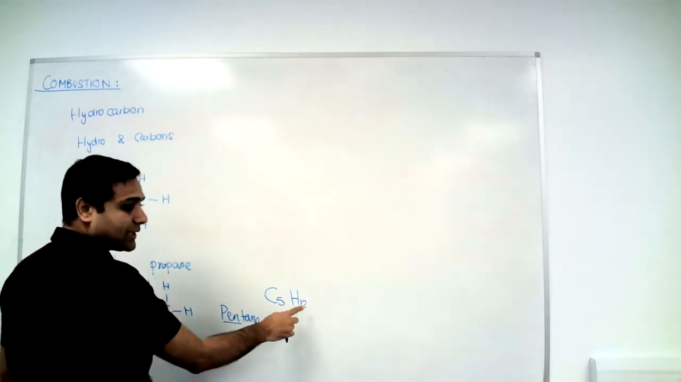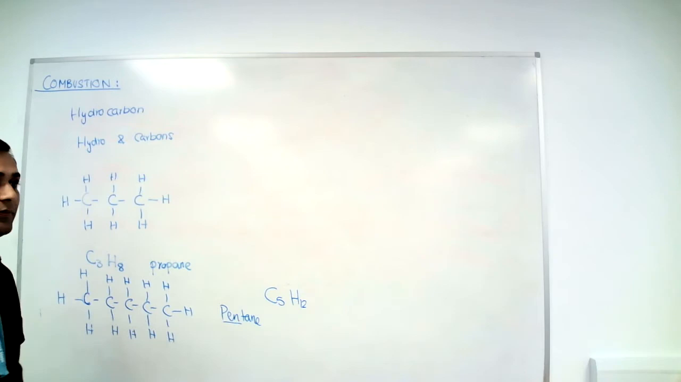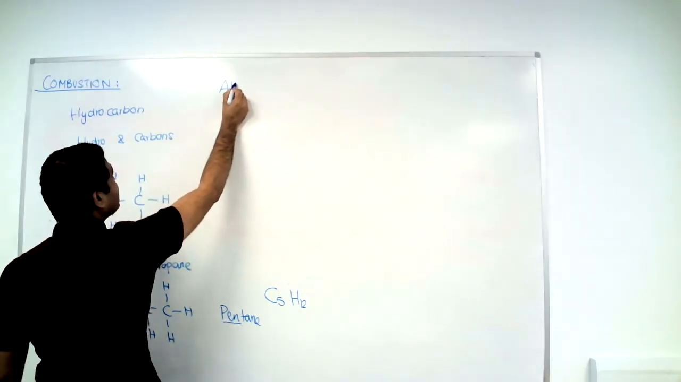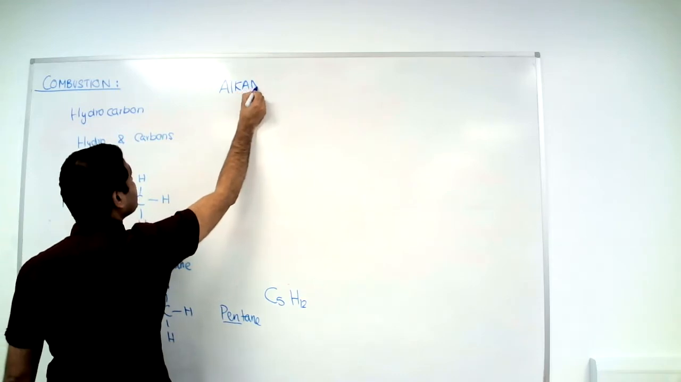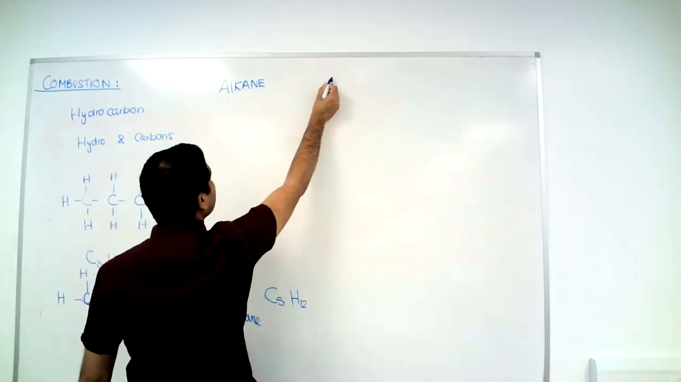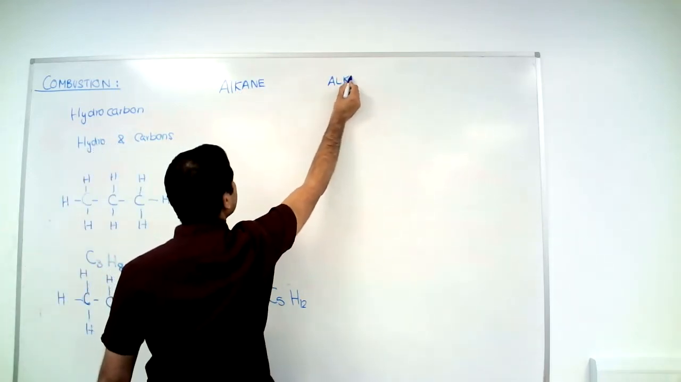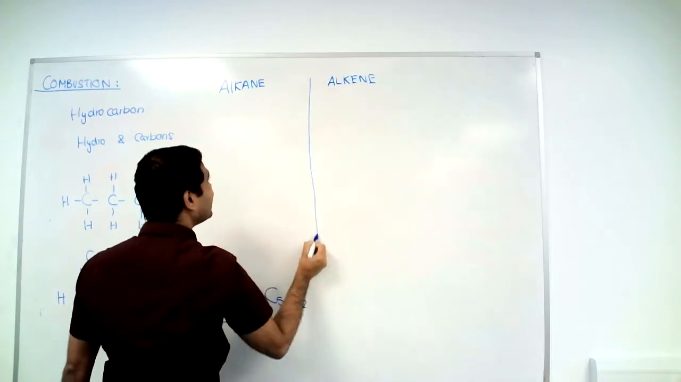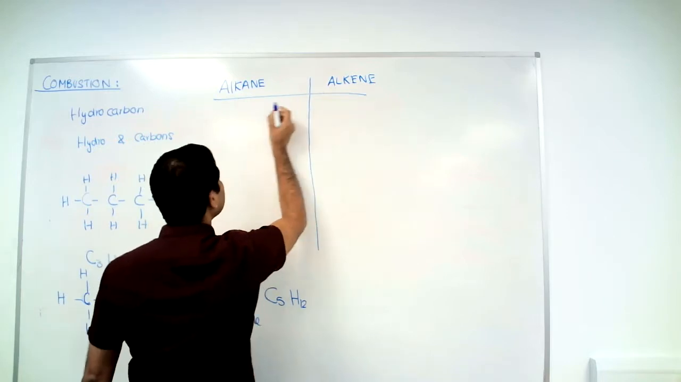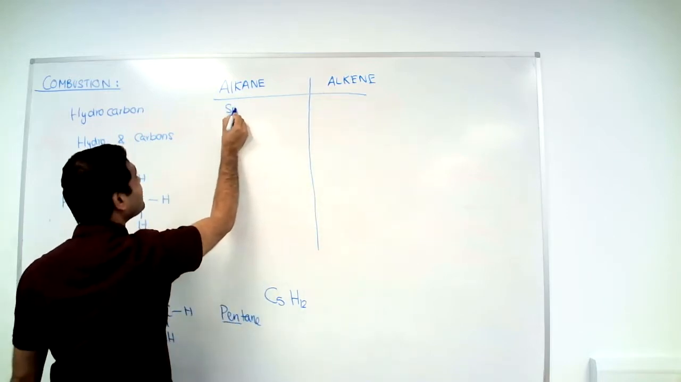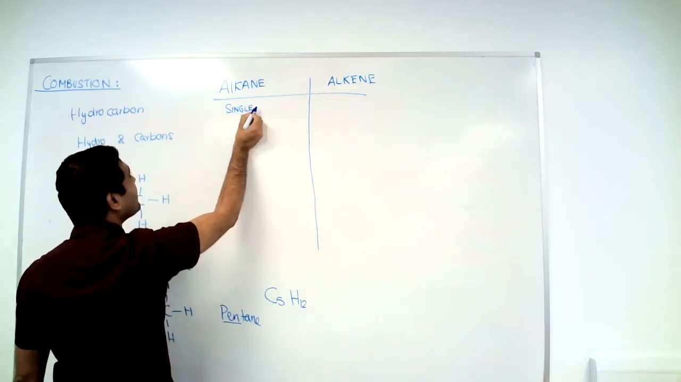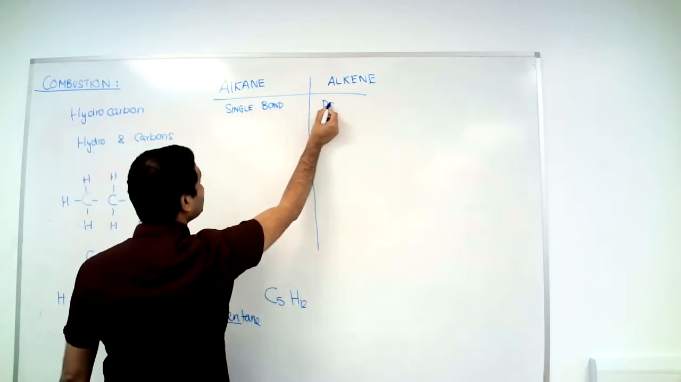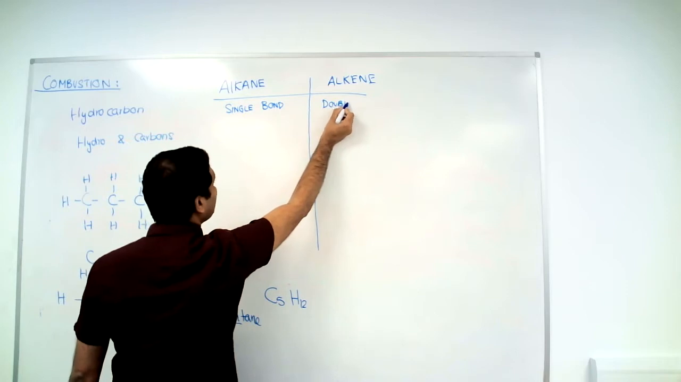You don't have to actually count these. There is an easy way of doing it. There is a thing called alkane, and there is a thing called alkene. Alkanes are single bonded, and alkenes have at least 1 double bond.